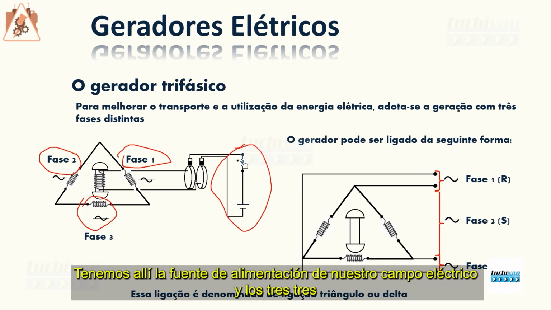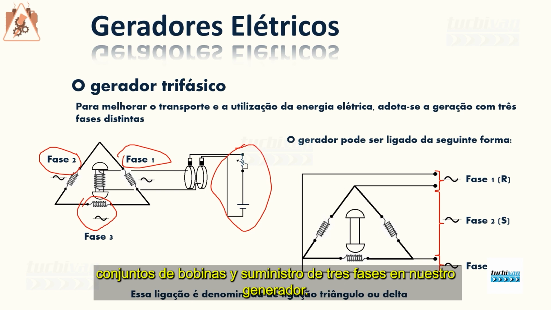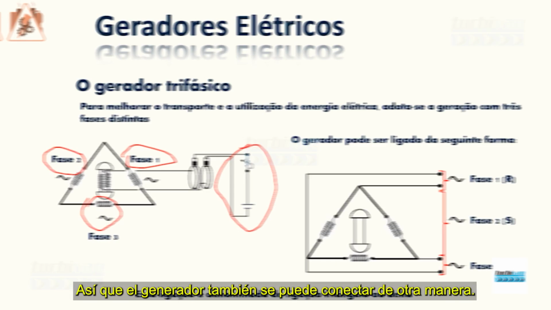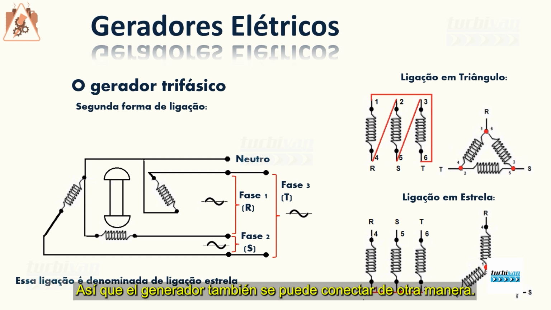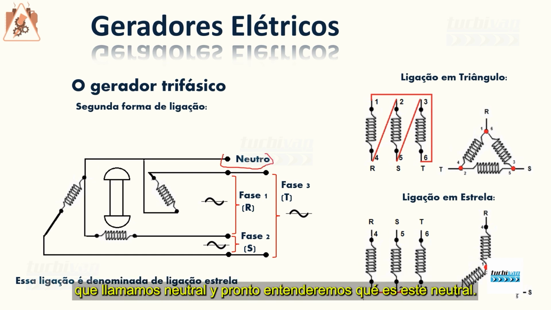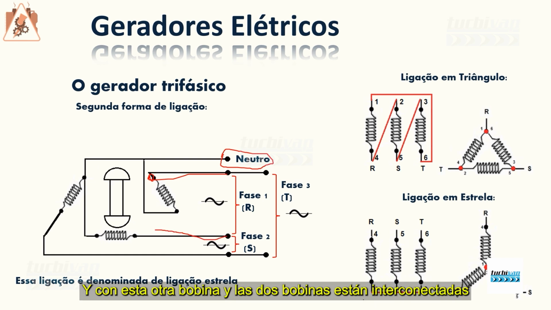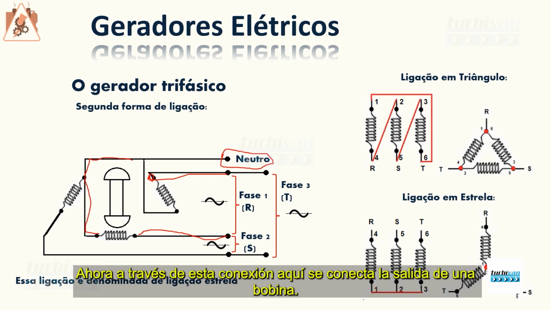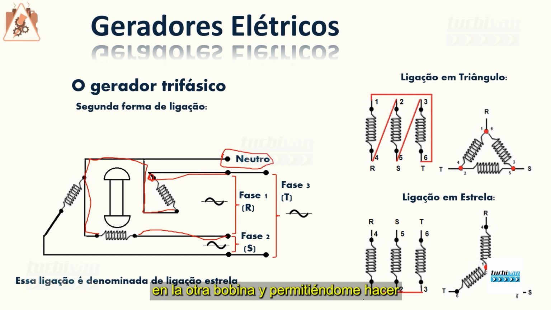A form that now appears is a fourth conductor, which we call neutral, and we will soon understand what this neutral is. But let's understand the first phase, phase 1. I have a connection here with this coil, okay? And with this other coil, and the 2 coils are interconnected. Through this connection here, the output of one coil connects to the other coil, allowing me to get a potential difference called phase 1 or R. Phase 2 interconnects this second coil that we already saw with the 3rd coil, and in turn it is also connected to the same connection as the others.